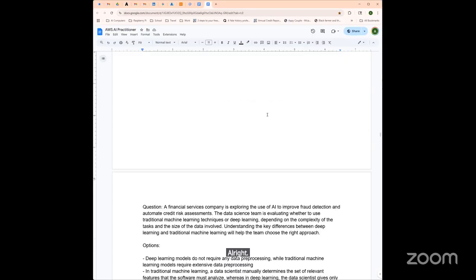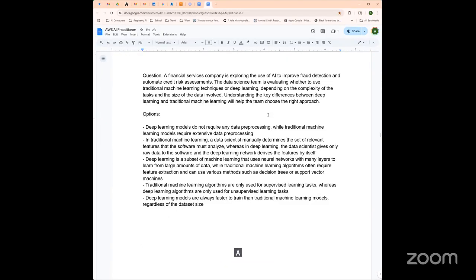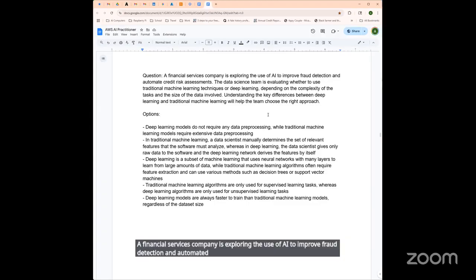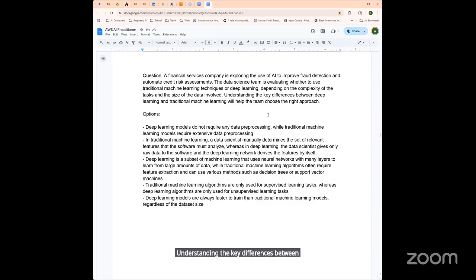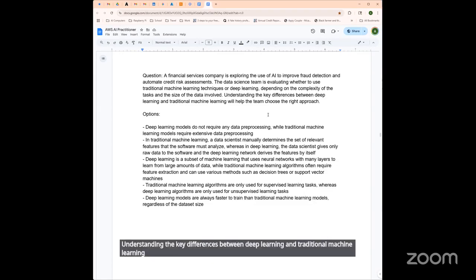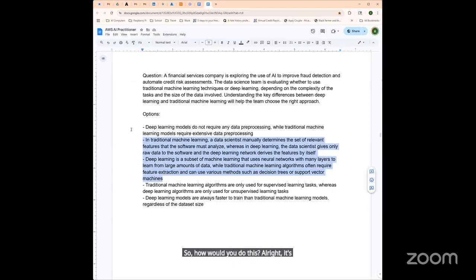All right. Next question. A financial services company is exploring the use of AI to improve fraud detection and automated credit risk assessments. The data science team is evaluating whether to use traditional machine learning techniques or deep learning, depending on the complexity of the tasks and the size of the data involved. Understanding the key differences between deep learning and traditional machine learning will help the team choose the right approach. So how would you do this? All right, it's going to be these two.